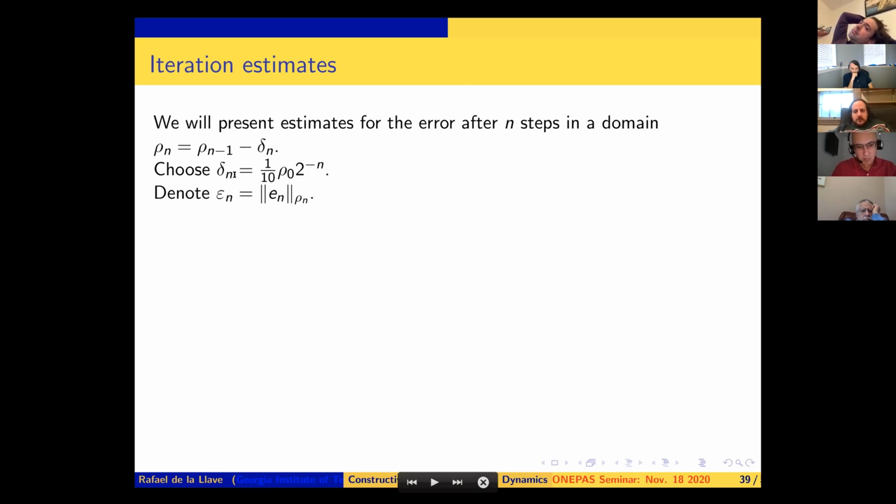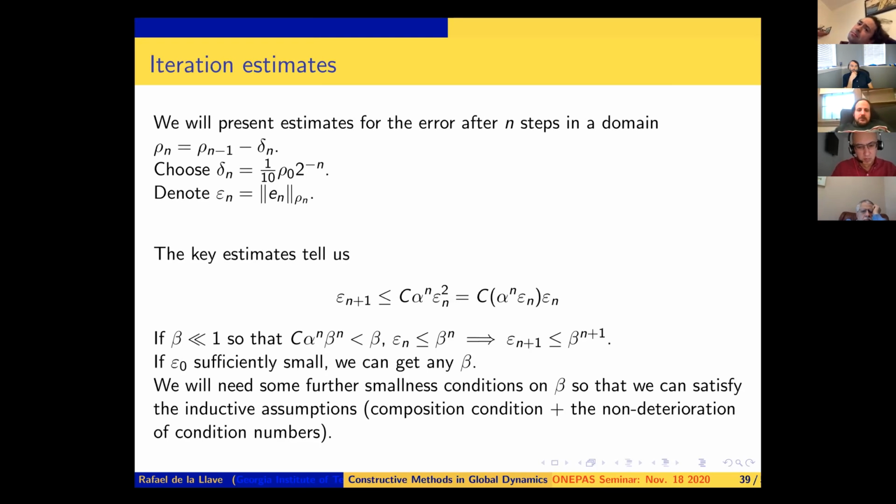And then I use a notation, which is that the error in the row n, I just write as epsilon_n. And the key estimate tells us more or less the following: epsilon_{n+1} is equal to C, times a power obtained by taking 2^n to a power, times epsilon_n squared. So let me write it in this way.